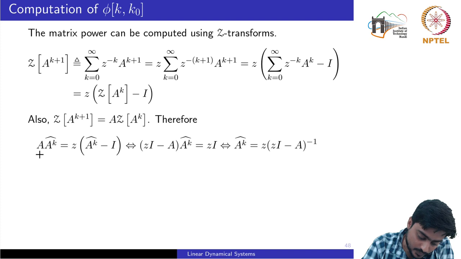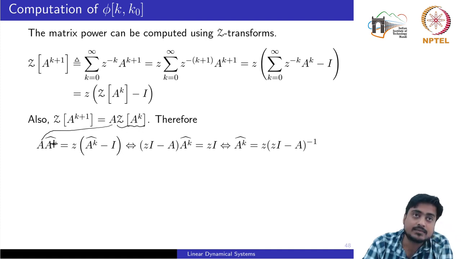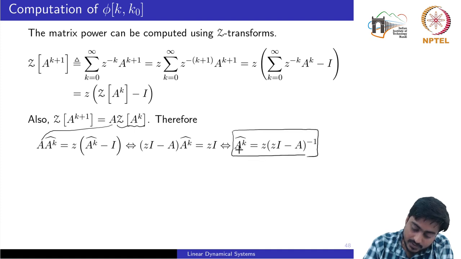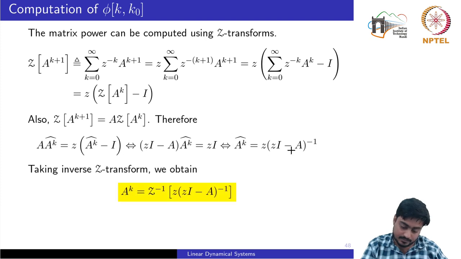Now in a similar way, if we proceed, this A is this one, and this Z transform of A to the power k I represent by A hat. So after simplifying all this, I finally get that the Z transform of A to the power k is given by z times the inverse of zI minus A. So taking the inverse Z transform, we obtain A to the power k as the Z inverse of this whole part.